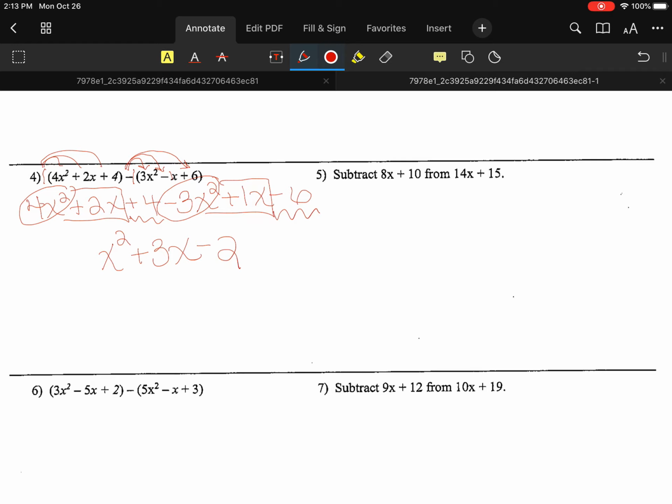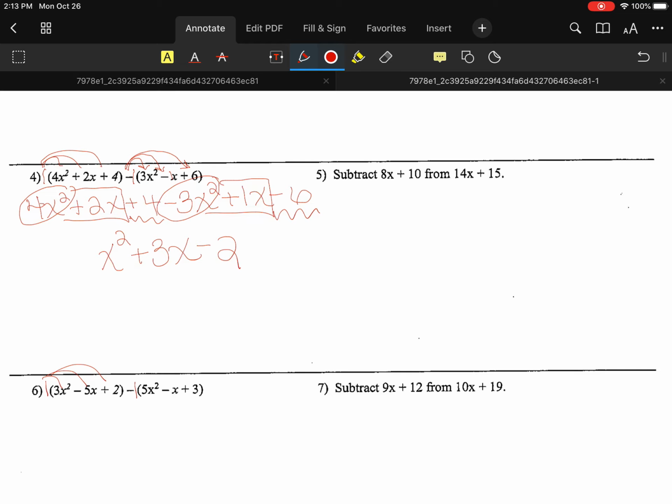Problem number 5. I'm going to hold off. I'm going to do 6 and I'll come back. So problem number 6, same thing, put in the ones, distribute. So if you want to pause the video and try this and then hit play to see if you get it right, because it's the same as what I just did in number 4, you're subtracting.